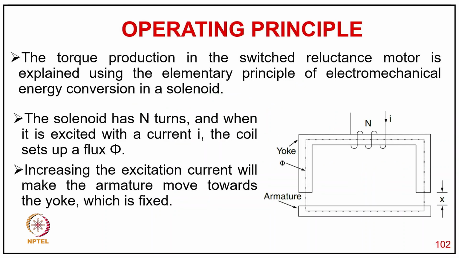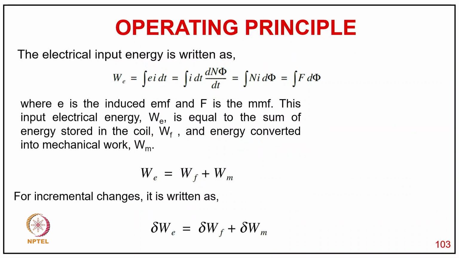The torque produced in the reluctance motor is explained using the elementary principle of electromechanical energy conversion in a solenoid with N turns. When it is excited with the current I, the coil sets up a flux phi. Increasing the excitation current makes the armature move towards the yoke, which is fixed. So the electrical input energy is written as W equal to integration of e i dt, or integration of i N d phi upon dt dt, or integration of N i d phi, or integration of F d phi.